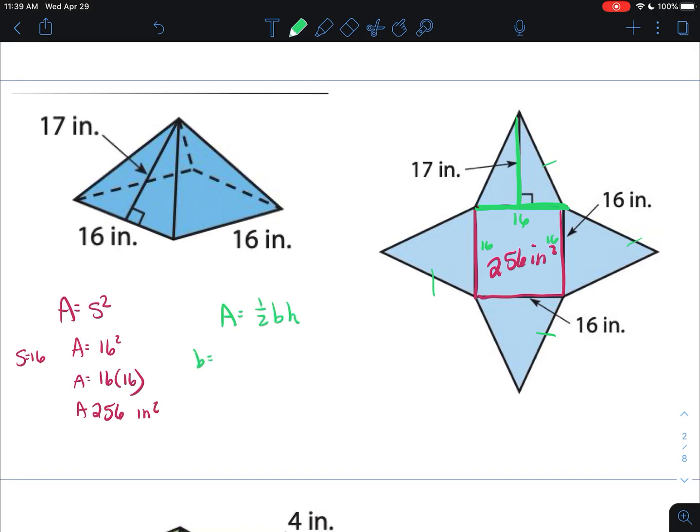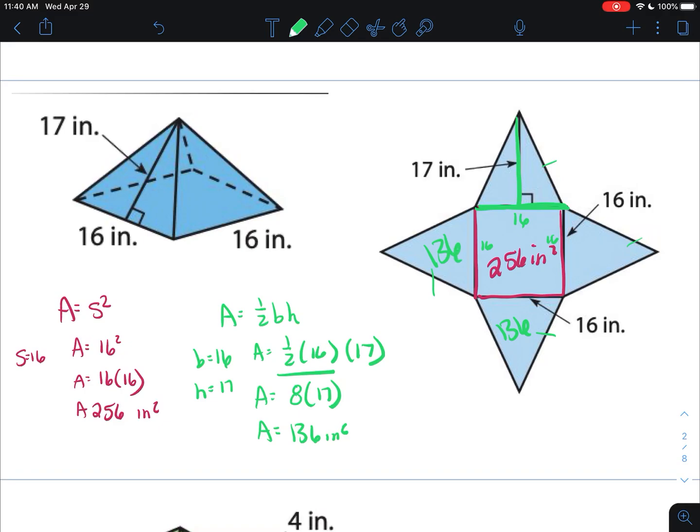The formula is 1/2 times the base times the height. The base is 16 from the square, and the height is 17. So 1/2 times 16 times 17. Half of 16 is 8, and 8 times 17 is 136 square inches. So all of these are 136.